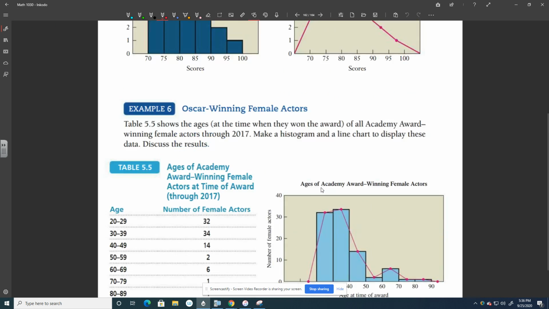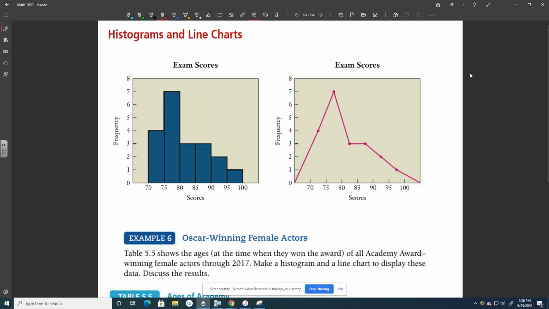Okay, moving on. You've seen enough of those. I'm comfortable with that. Histogram and line charts. If you are using quantitative data, this doesn't mean you can't use a bar graph and you can't use a pie chart. But with quantitative data, we usually don't. We usually use what's called a histogram.